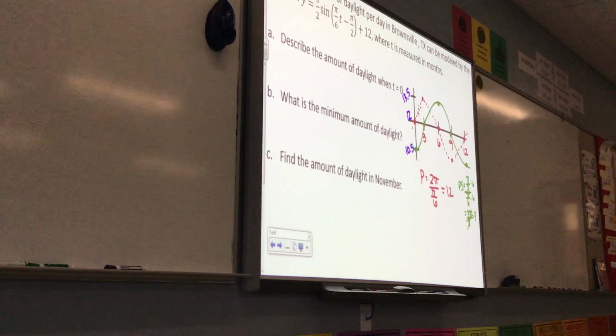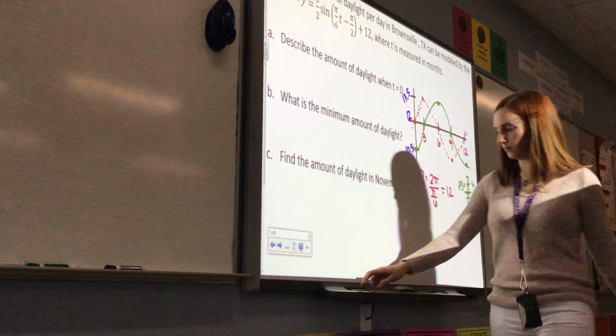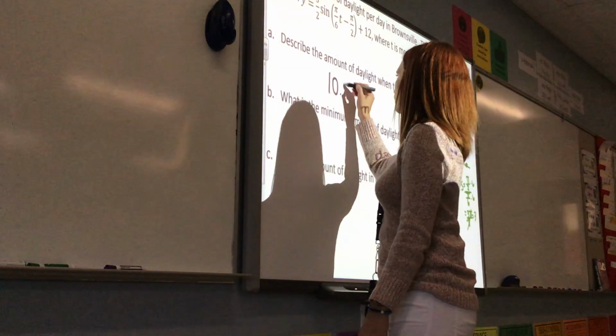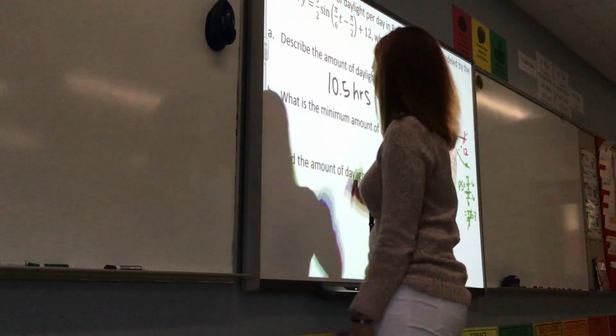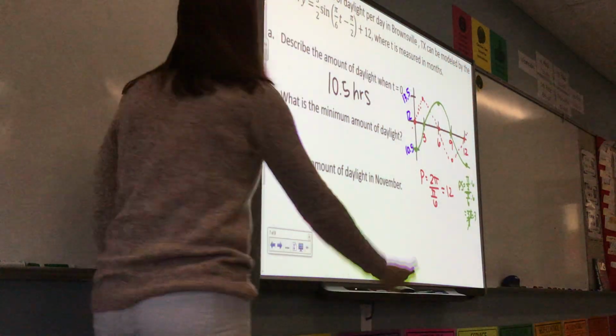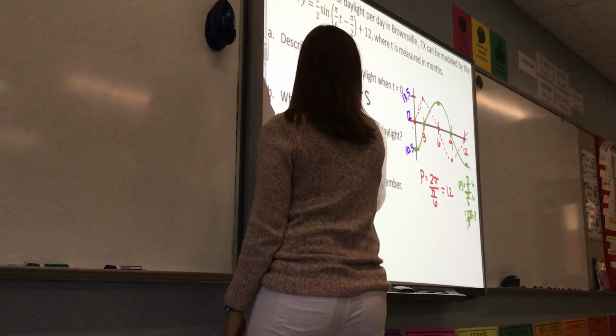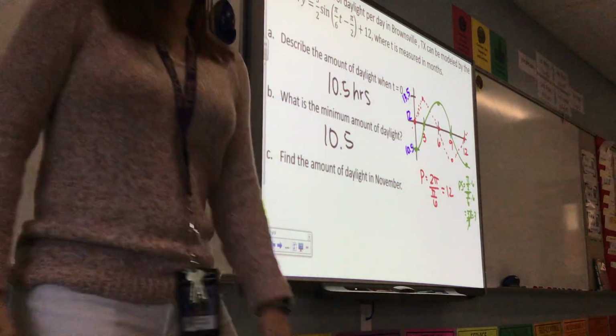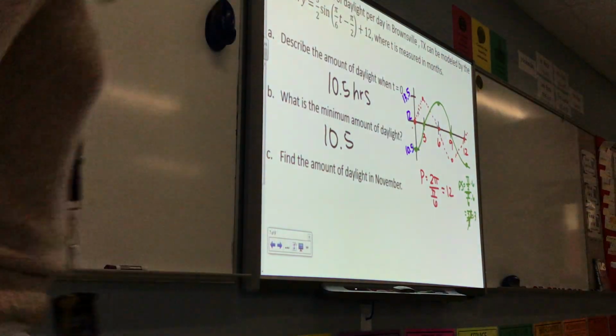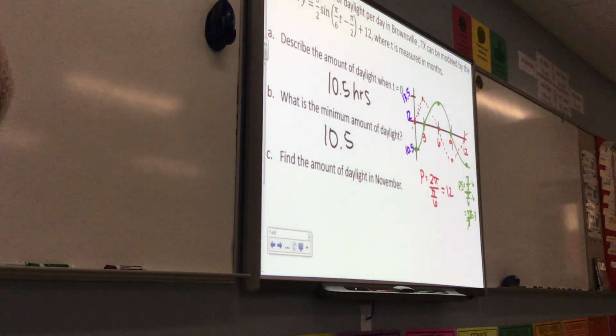Okay. Then we can go through the amount of daylight when time equals 0. How many hours in the day when t is 0? 10.5. Perfect. What's the minimum amount of daylight? Amount of daylight in November.